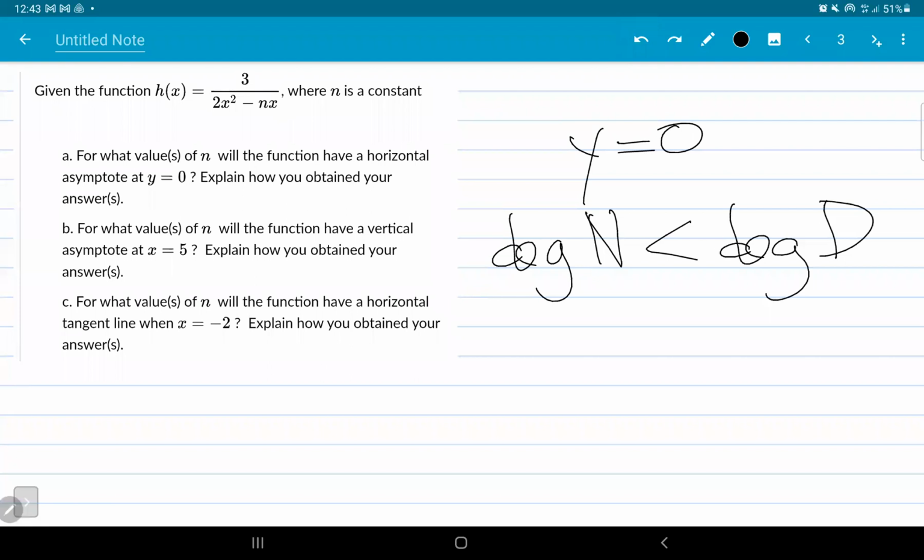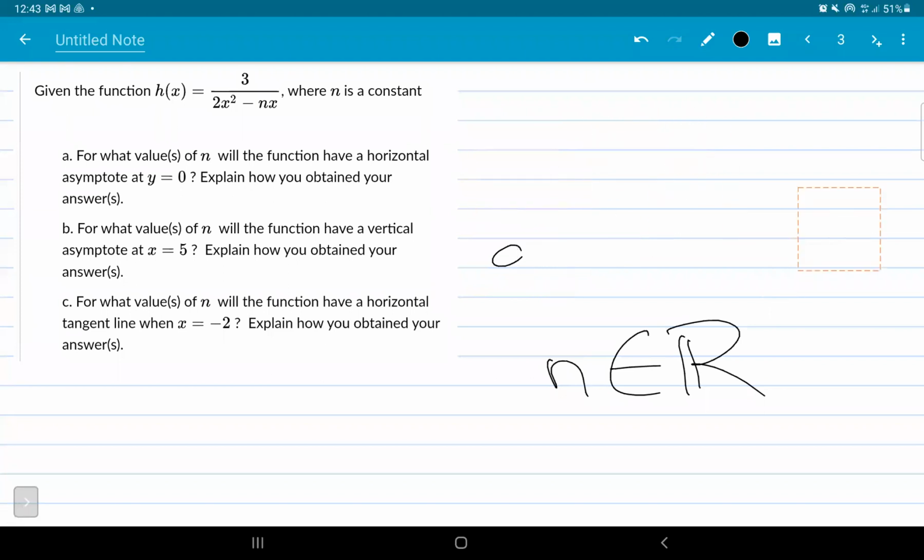So that means any value of n will always result in a horizontal asymptote of y equals 0. So n is any real number. Okay, any real number will do.